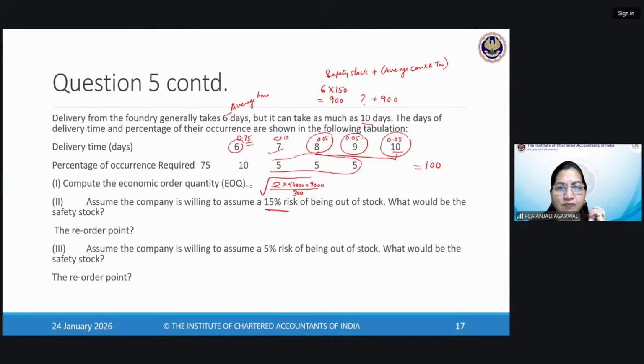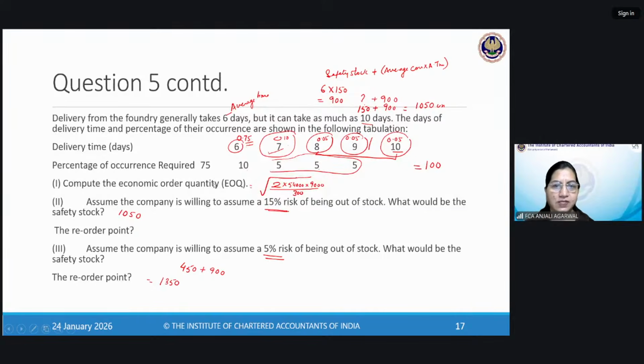But you are taking only 15% risk. So be prepared for the 7th day and keep a safety stock of 150 units, 1 day's consumption. So your reorder level would be 1050. If you keep a reorder level of 1050, you're taking a 15% risk. If you want to take only 5% risk, that means prepare yourself for the 9th day also. Prepare for 3 days. So keep a safety stock of 3 days, 450 plus 900. The reorder point or reorder level would be 1350 then. Okay.